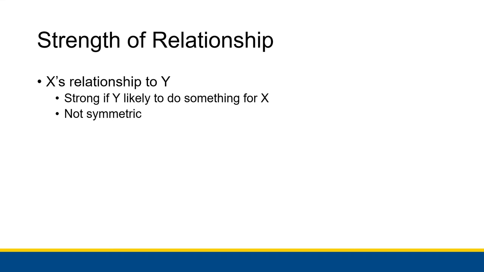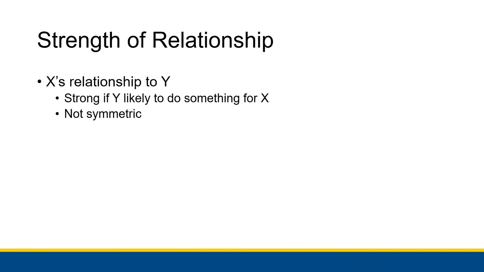So let's actually talk about what a strong relationship means. If we have person X and person Y, person X has a strong relationship with Y if Y is more likely to do something for X. If Y will do something that benefits X, X's relationship with Y is strong. And this isn't necessarily symmetric, especially given that we are in an age of social media and it's really easy to build a relationship with someone without really connecting to them face to face or knowing them face to face.